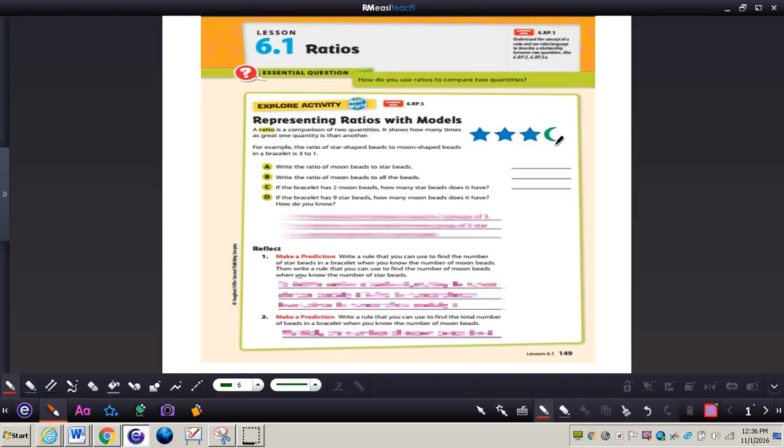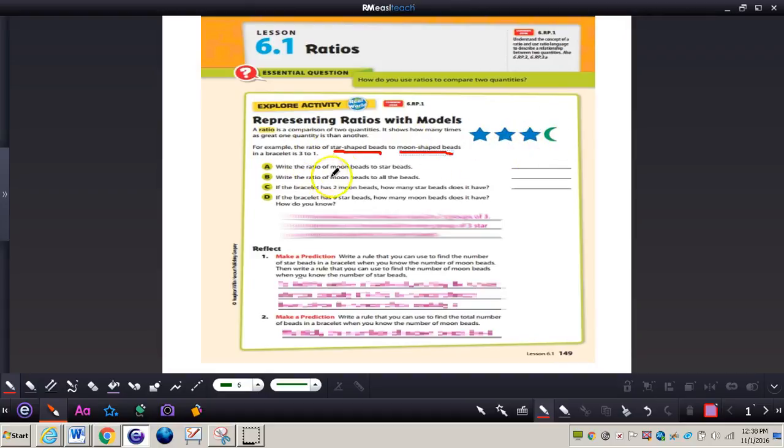All right, and we can see, for example, the ratio of star-shaped beads to moon-shaped beads in a bracelet is 3 to 1. All right, so what we can see here is write the ratio of moon beads to star beads. So it is important when you're writing ratios that you look at how the ratio has been asked. All right, so we can see star-shaped beads to moon-shaped beads. So what you can see here, since it's 3 to 1, the star quantity was said before the moon quantity, 3 to 1.